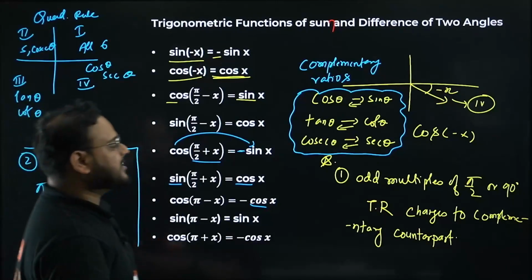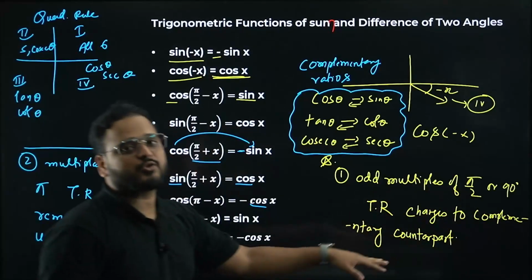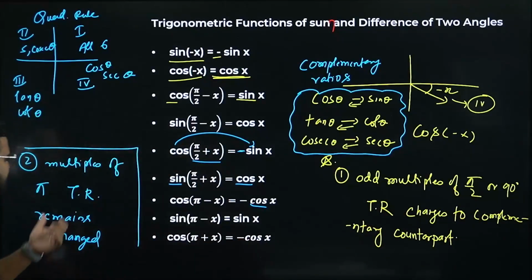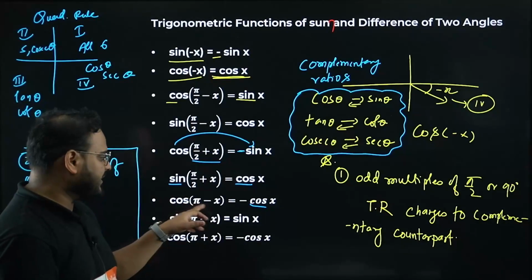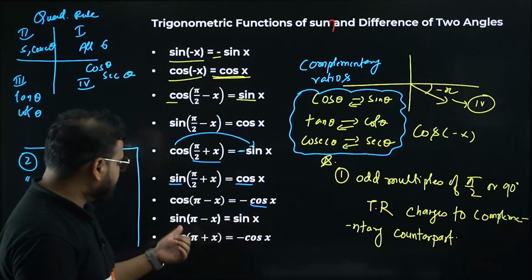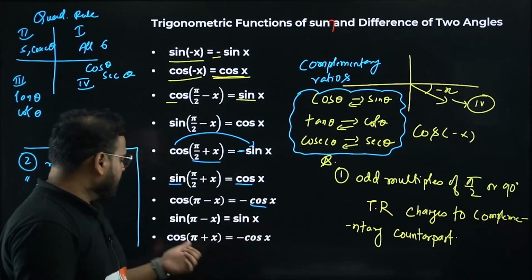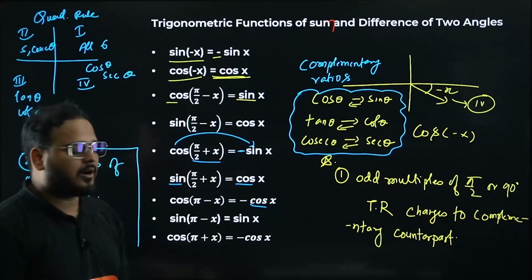Unchanged. So at the odd multiples of pi by 2, it will change to the complementary counterpart. At the multiples of pi, what will happen? It will remain unchanged. So we have cos pi, it became cos only. Check here, sin pi, sin only. Cos pi plus x, cos only.